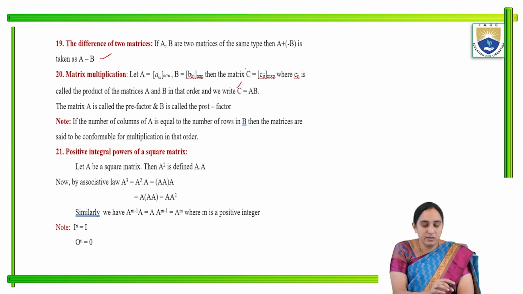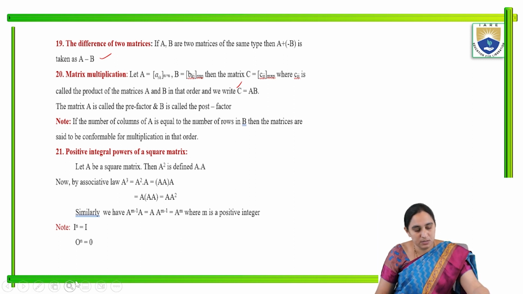Okay, positive integral powers of a square matrix. Let A be a square matrix, then A square is defined as A into A. Now, by the associative law, A cube is equal to A square into A. Similarly, we have A power m minus 1 into A is equal to A into A power m minus 1 is equal to A power m, where m is a positive integer. Then A power n is equal to 0, and 0 power n is equal to 0.